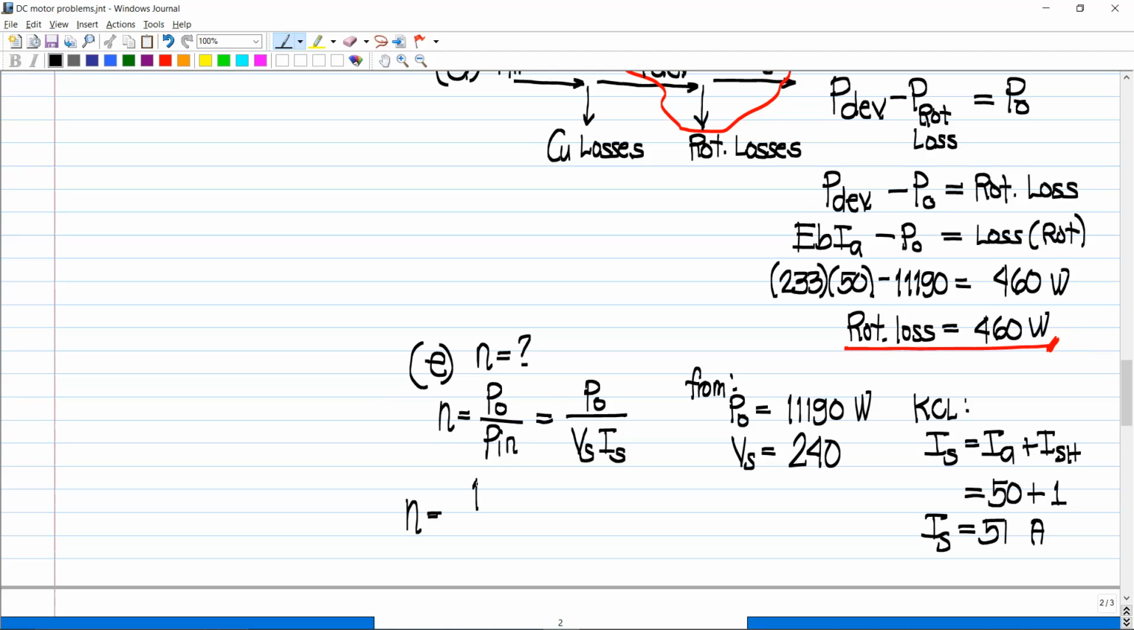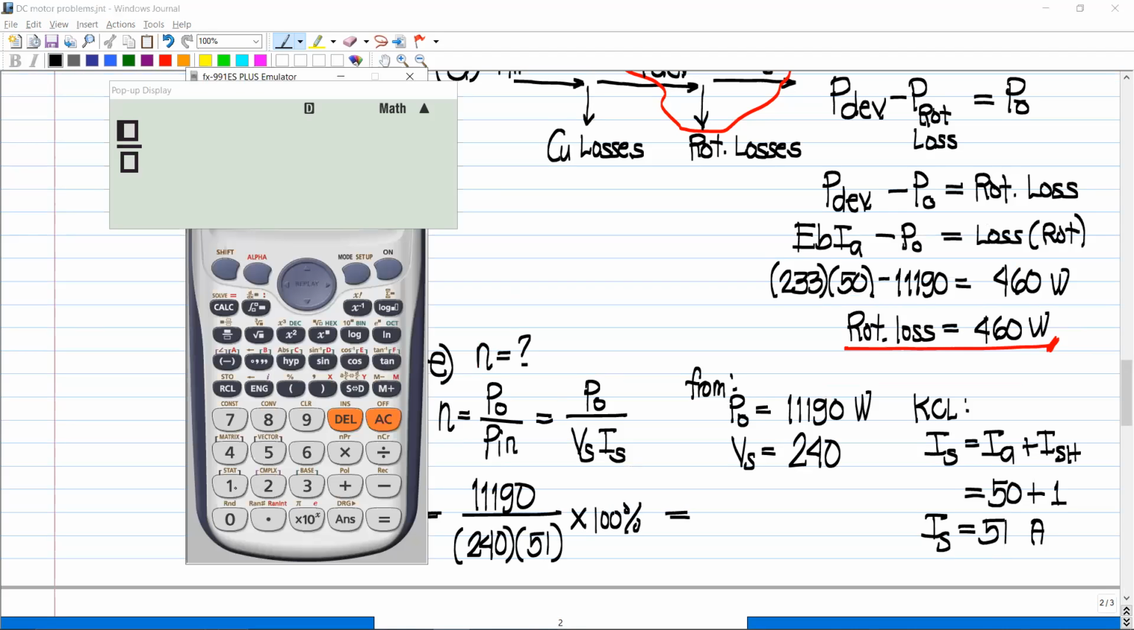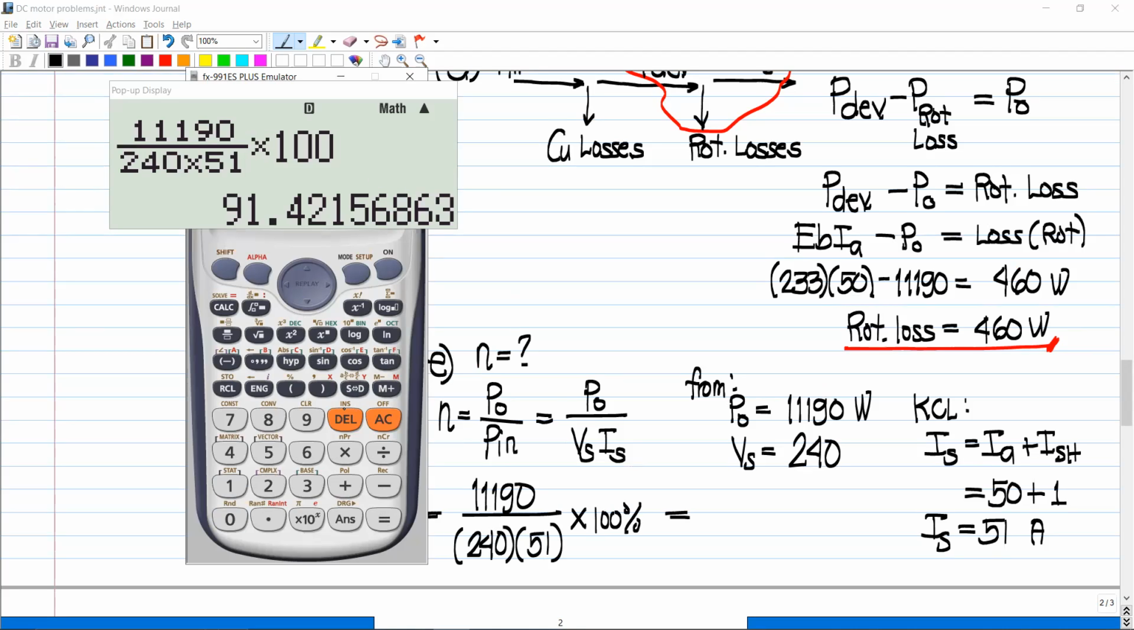Simply, with direct substitution, let us solve for our efficiency. The output power is 11,190. The input voltage is 240. The input current is 51. Then we multiply by 100%. So 11,190 over 240 times 51 times 100. This is our answer in percent: 91.42%.